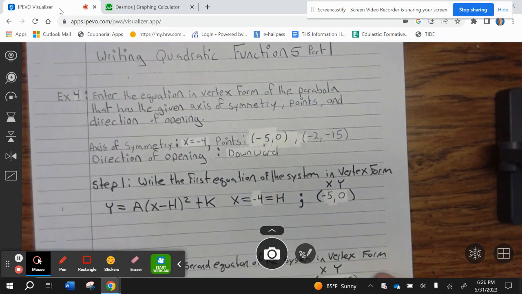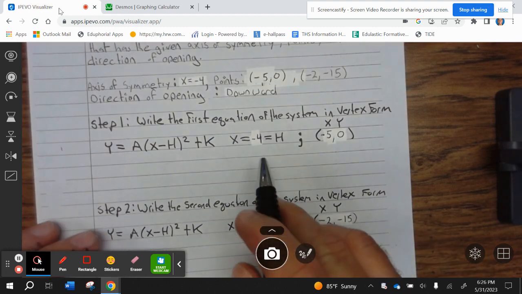Enter the equation in vertex form of the parabola that has a given axis of symmetry, points, and direction of opening. Axis of symmetry, x equals -4, points are -5, 0 and -2, -15. Direction of opening is downward. Step 1, write the first equation of the system in vertex form.